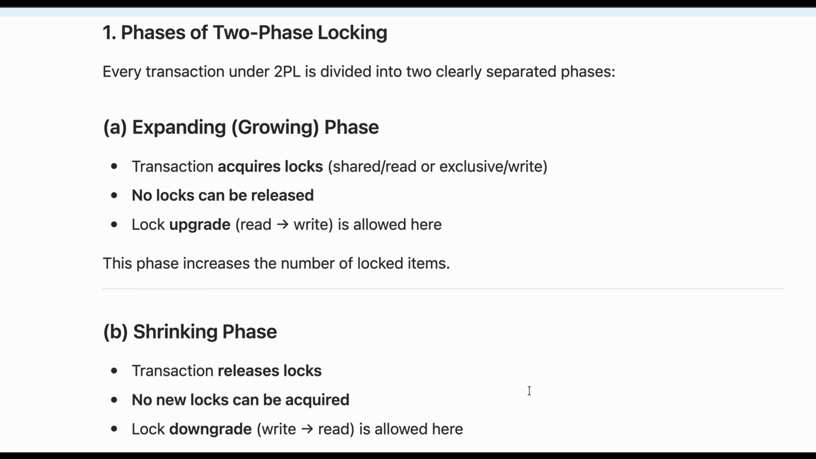So the first phase is the growing phase. In this phase, the transaction acquires locks, either a shared lock for reading or an exclusive lock for writing. No locks can be released in this phase. Lock upgrade from read to write is allowed here.